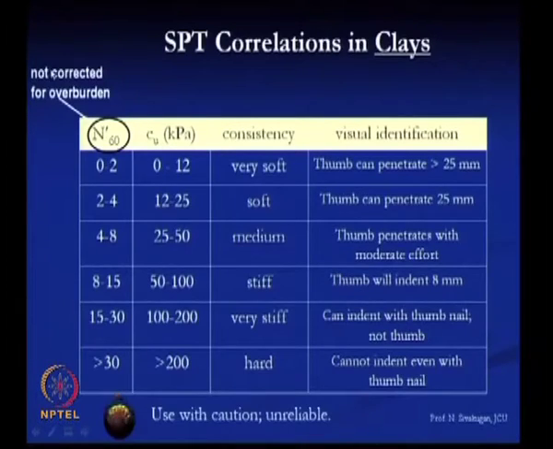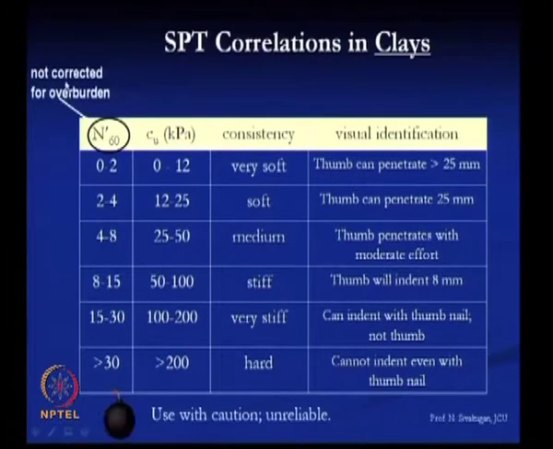Now, if this N value is at 60 percent standard energy ratio, the overburden correction is not applied, only the other corrections due to hammer efficiency, borehole diameter, rod length, and sampler type. So, all these corrections are applied, but we are not applying any overburden correction. If this value is 0 to 2, then the undrained cohesion value is 0 to 12 kPa, and we can say it is a very soft soil.